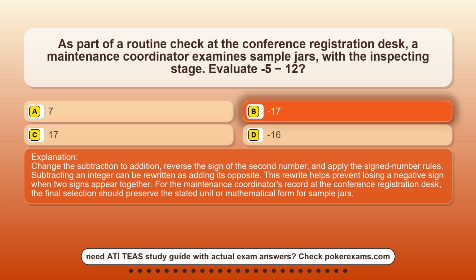Change the subtraction to addition, reverse the sign of the second number, and apply the signed number rules. Subtracting an integer can be rewritten as adding its opposite. This rewrite helps prevent losing a negative sign when two signs appear together. For the maintenance coordinator's record at the conference registration desk, the final selection should preserve the stated unit or mathematical form for sample jars.